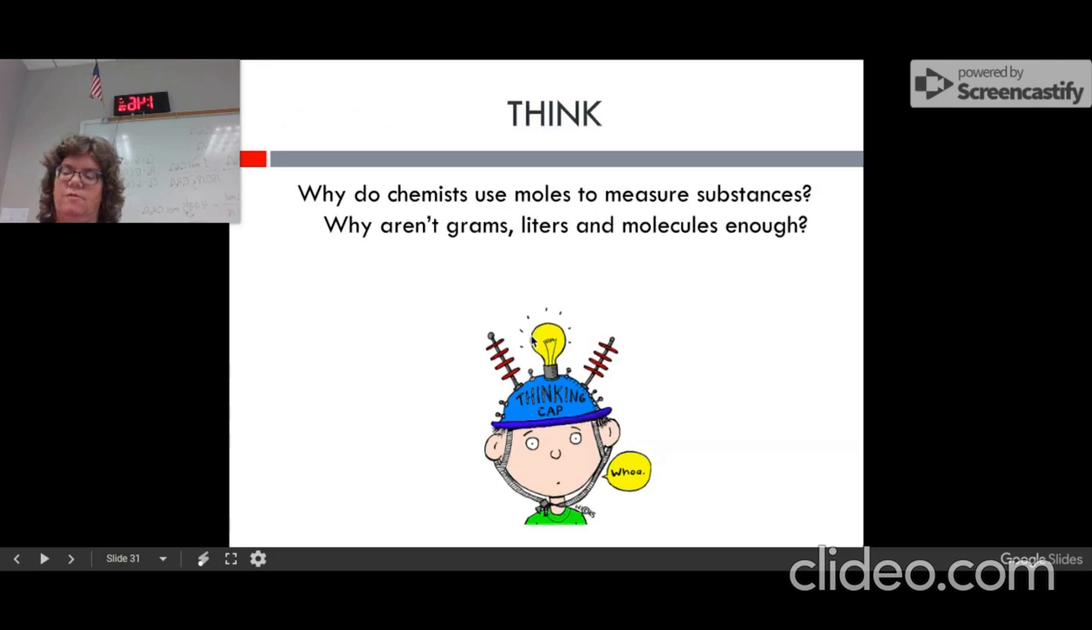So think about this question for a minute. It'll probably be asked as an opener in class someday. It says, why do chemists use moles to measure substances? Why aren't grams, liters, and molecules enough? So put some thought into that, and it'll come up in class soon.